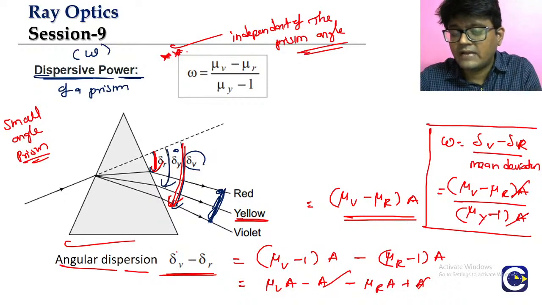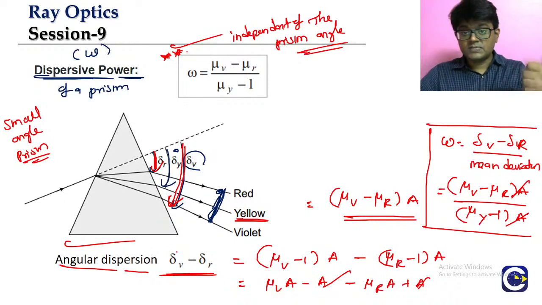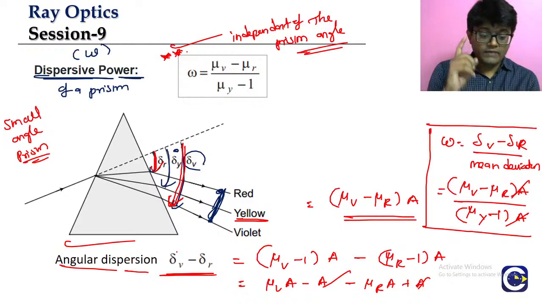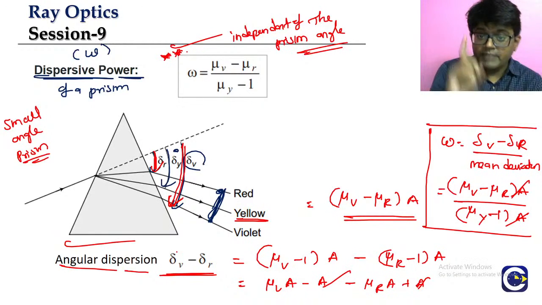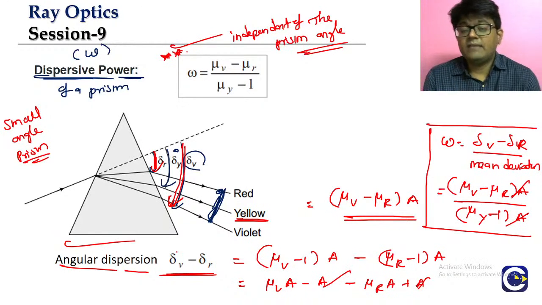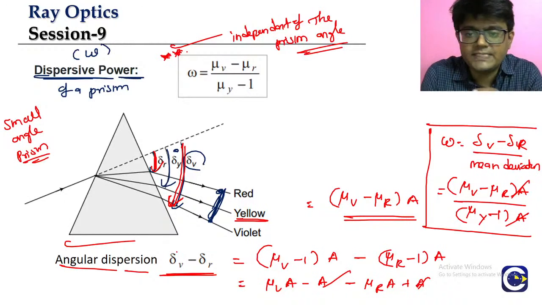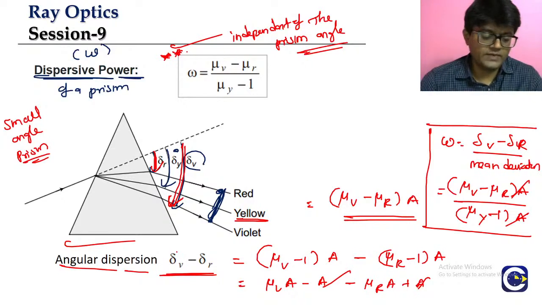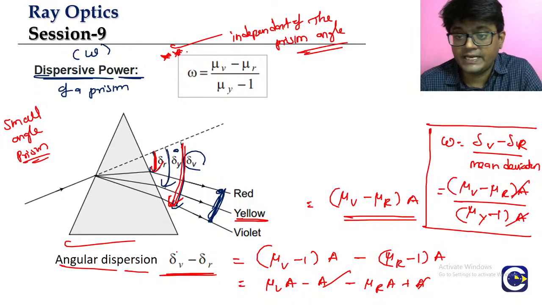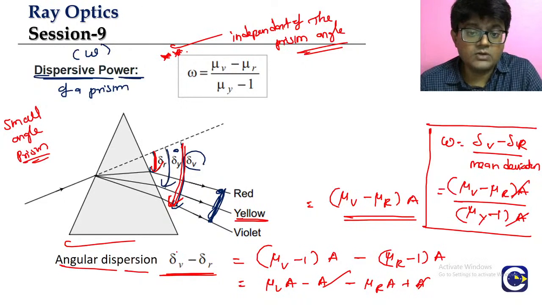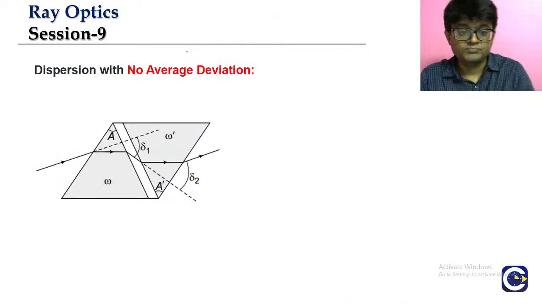So what are the things we have? These terms are important. We have one term, that is mean deviation. Then we have angular dispersion. Then we have dispersive power. So when we get questions straight on this formula, we should not be missing out the numericals.